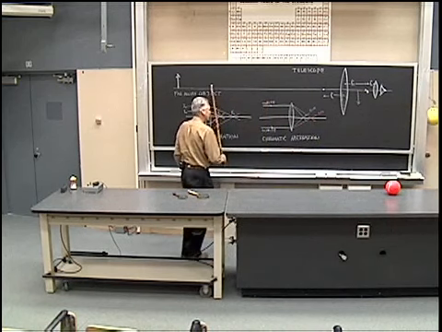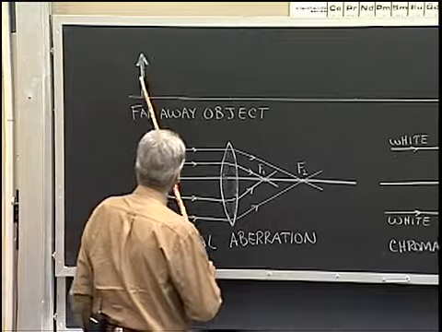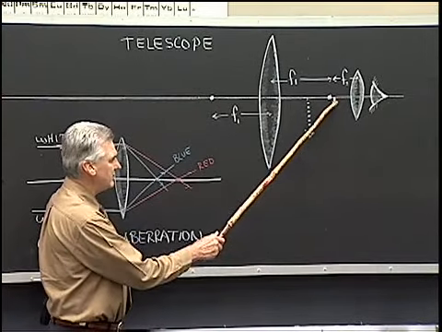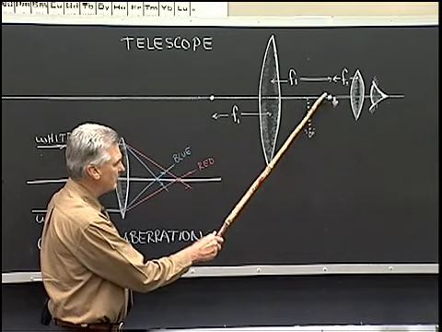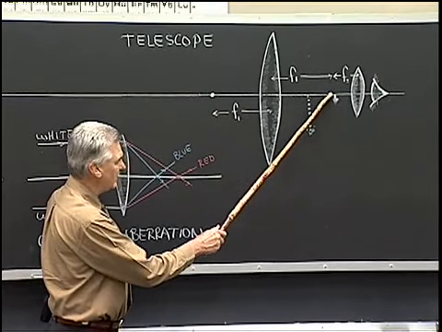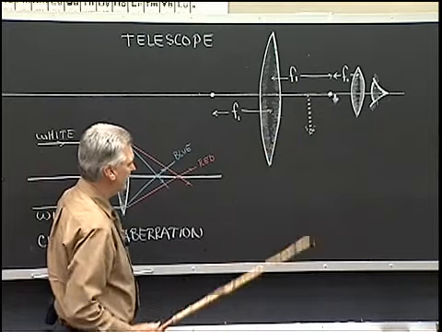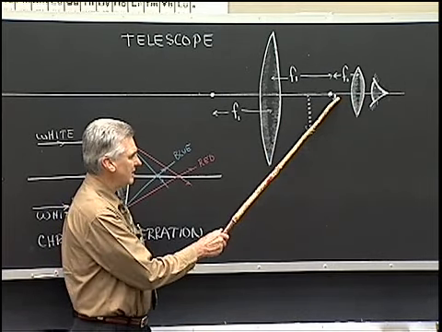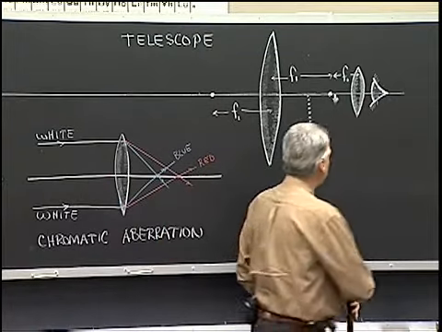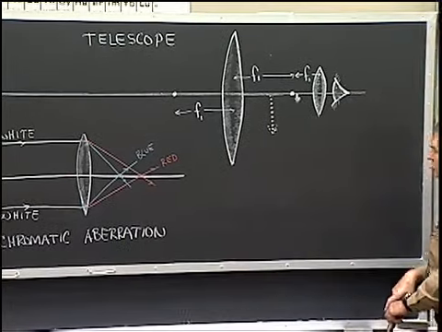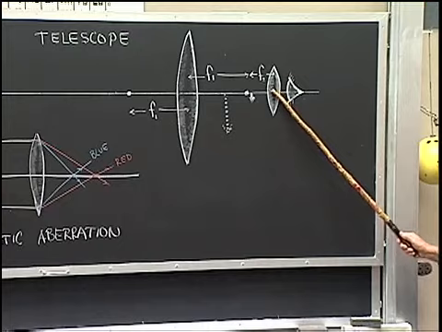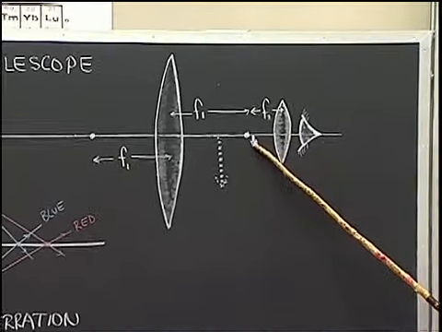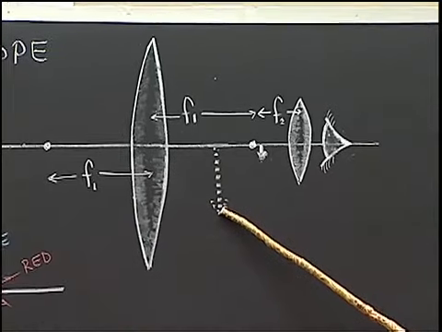The optics of the telescope go something like this. Here's the object. The objective lens forms a real image at this point right here, just beyond the focal point of the objective lens. And then the eyepiece looks at that, or the eye, whatever instrument is looking through the telescope, looks through this eyepiece at this image as if it were an object. That forms a secondary image here that the eye actually sees.